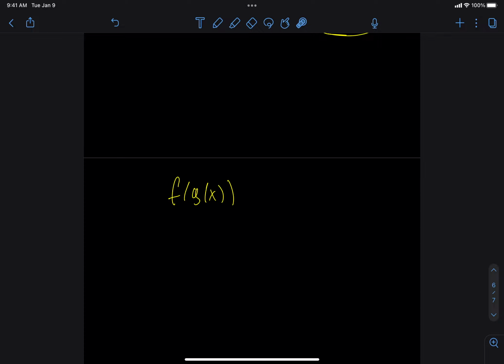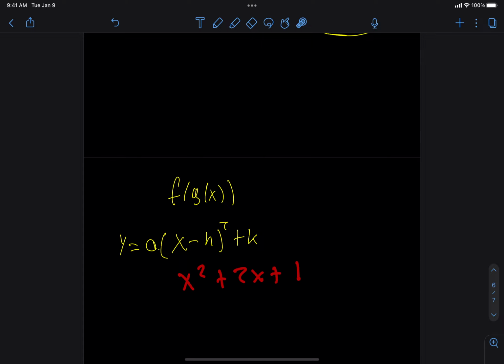Okay, I gotta go back to my thing. It was like, vertex form was like x minus h quantity squared plus k, right? Or maybe a here also. Something like this was vertex form, where it told you exactly where the vertex was, namely (h, k). So, if I gave you something like x squared plus 2x plus 1, how would you get it into vertex form?